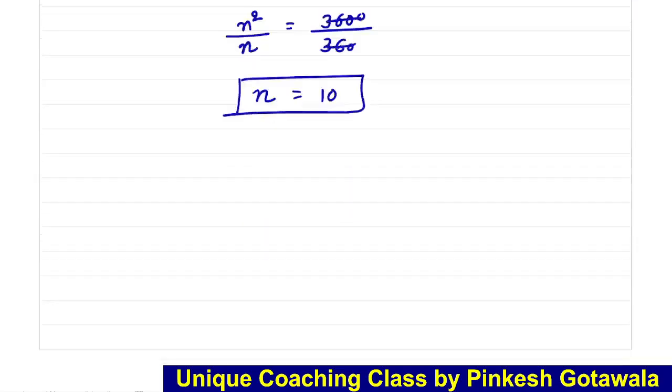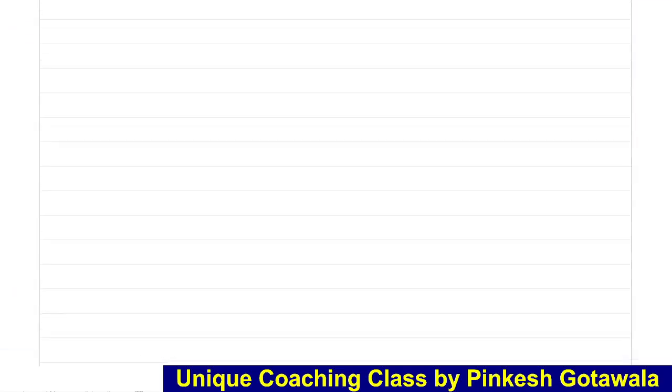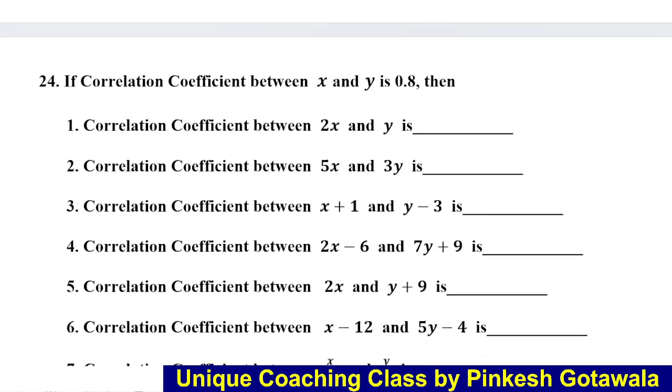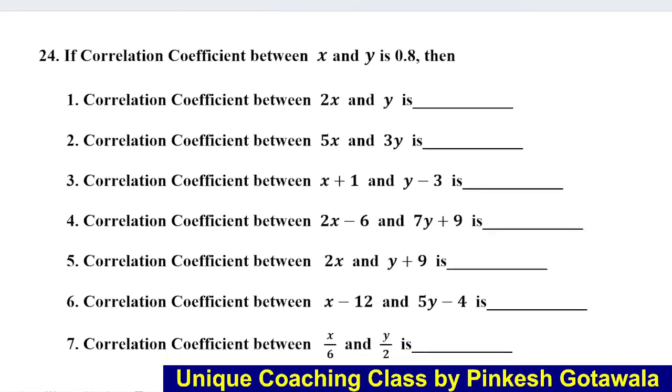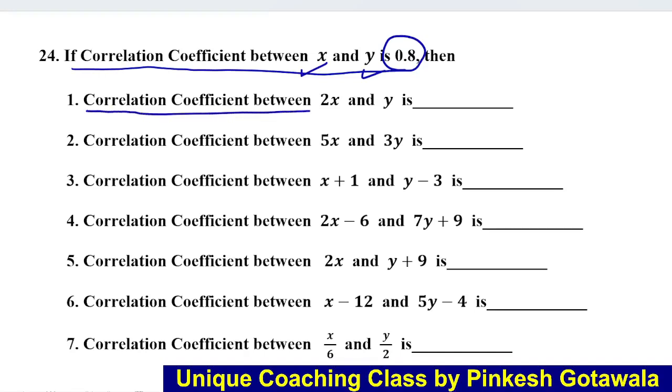Now the last sum of this method, Karl Pearson, we are going to solve. This can be asked for 1 mark or 2 marks. Very simple and easy point. If the correlation coefficient between x and y is 0.8, okay, so here they have already found the correlation coefficient between x and y and it was 0.8. Then the question is, what is the correlation coefficient between 2x and y?